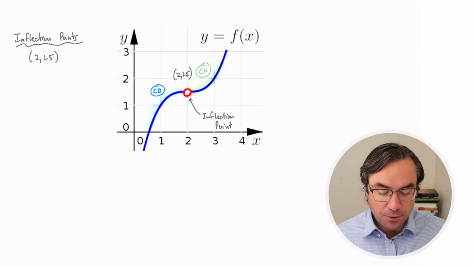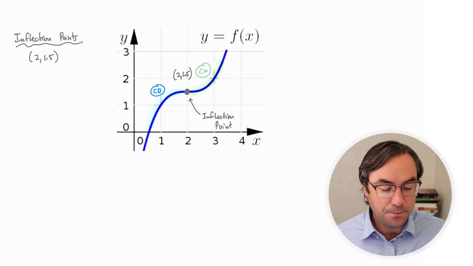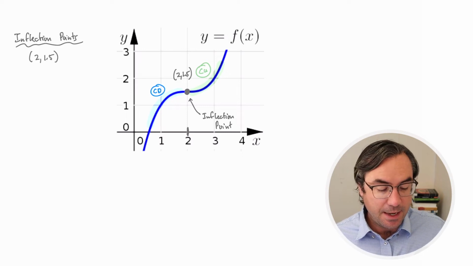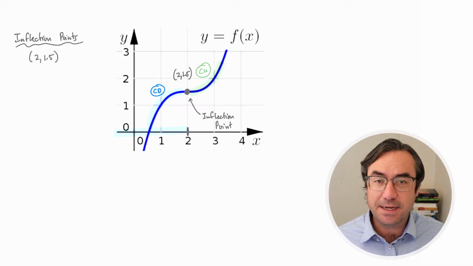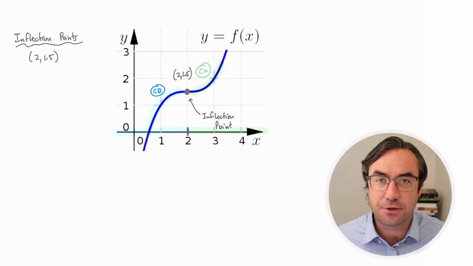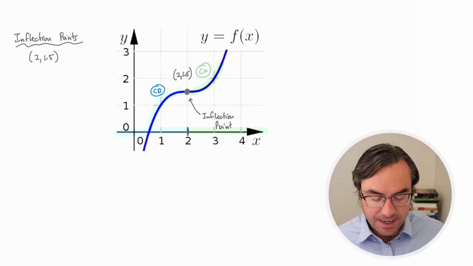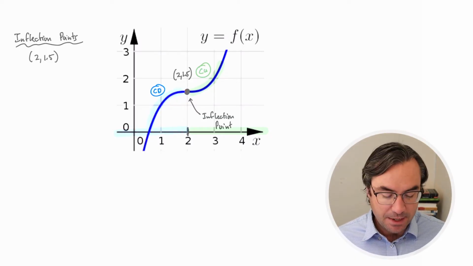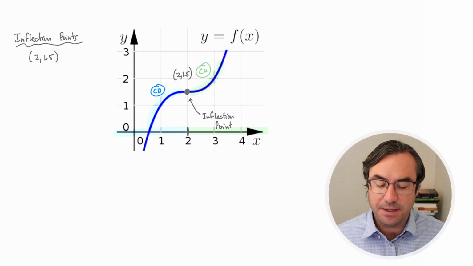And what this inflection point does is it splits up our x-axis. So we're splitting it up at x equals 2, and we have this section of the x-axis before x equals 2, and we have this interval of the x-axis after x equals 2. And what we found is that for this interval, that's where our graph had the concave down bend. And for this interval, after x equals 2, that's where our graph had the concave up bend.